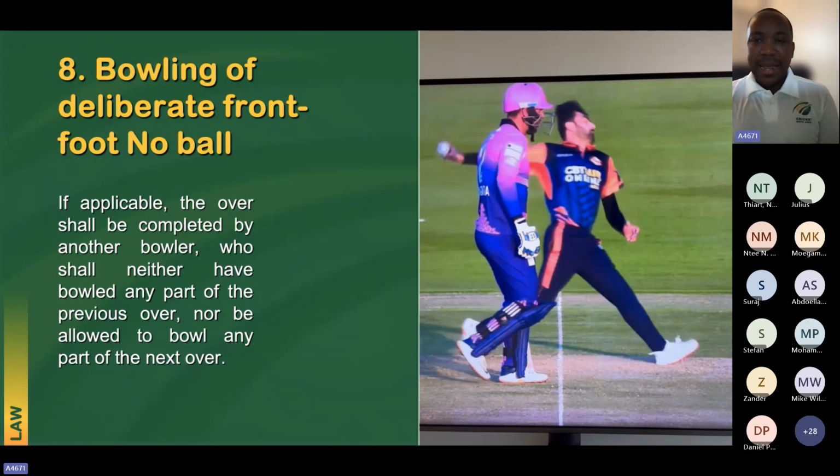So judge by the match situation and the relationship between the striker and the bowler leading up to a big no ball before you decide to call a deliberate front foot no ball. That is all I'm presenting for this evening.